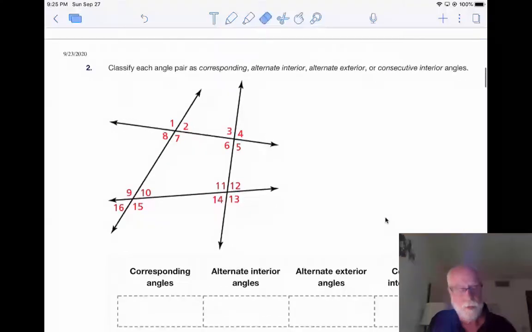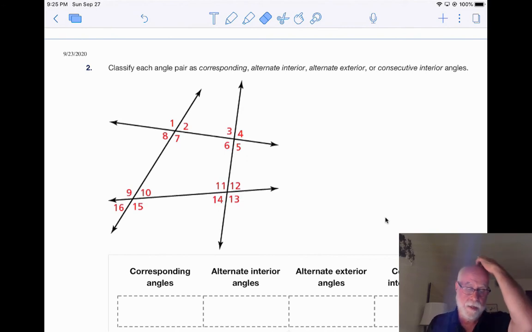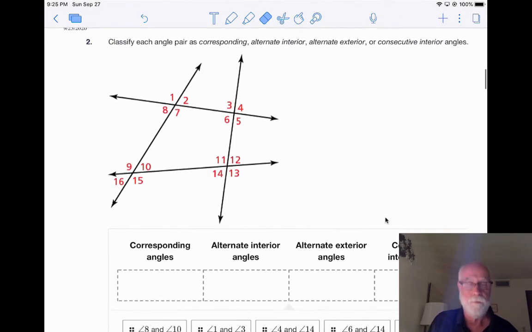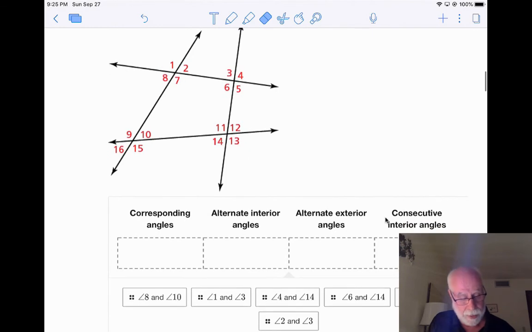All right, problem 2. It says classify each angle pair as corresponding, alternate interior, alternate exterior, or consecutive interior angles. So remember, corresponding gives you an F. Alternate interior and alternate exterior give you a Z pattern. And consecutive interior angles give you a C pattern. So let's look at 8 and 10.